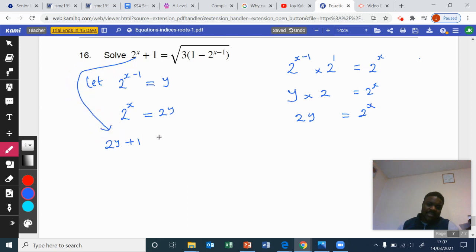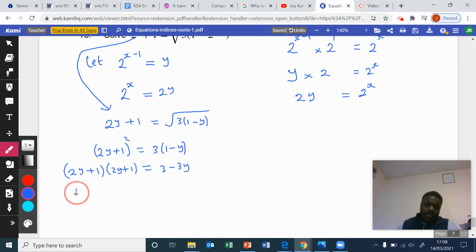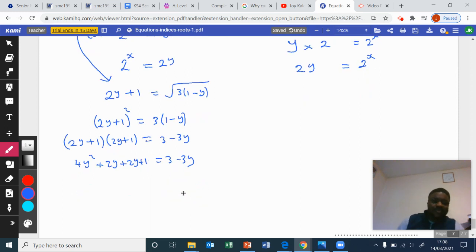So transforming this equation into this, 2y plus 1 is equal to the square root of 3 lots of 1 minus y. Now, this is much more within our scope for solving. And now we're going to actually expand both sides, and we get 2y plus 1 all squared is equal to 3 times 1 minus y. Now, squaring the left-hand side, well, that's 2y plus 1 multiplied by 2y plus 1. And then expanding the right-hand side, we get 3 minus 3y. The left-hand side will become 4y squared, 2y times 2y, plus 2y, plus another 2y, plus 1 is equal to 3 minus 3y. Then we have 4y squared plus 4y plus 1 is equal to 3 minus 3y.